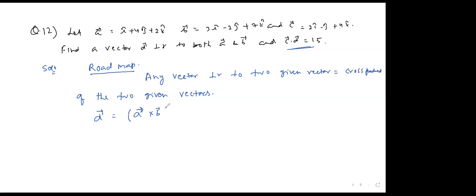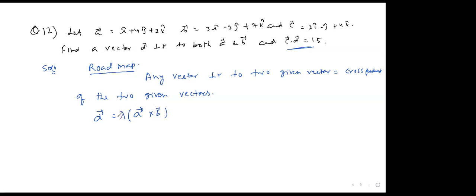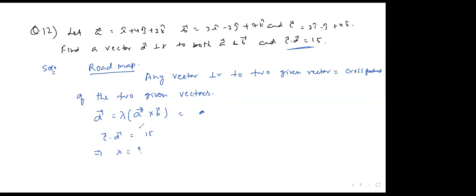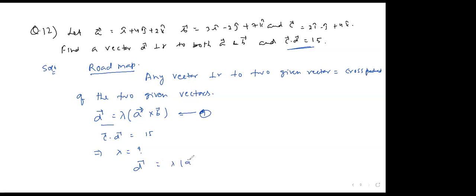So what we will do, we will take any constant, or lambda. Let us suppose we have taken lambda times A cross B. We will get a vector. Suppose we have got a vector D. And then C dot D is 15. C is given, then we have to take the dot product. This dot product will give you the value of lambda, and put the value of lambda in this equation. So D equals lambda times A cross B. This will be the answer.